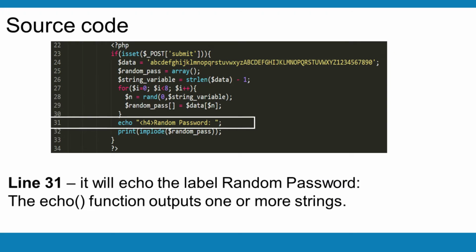Line 31, it will echo the label random password. The echo function outputs one or more strings.